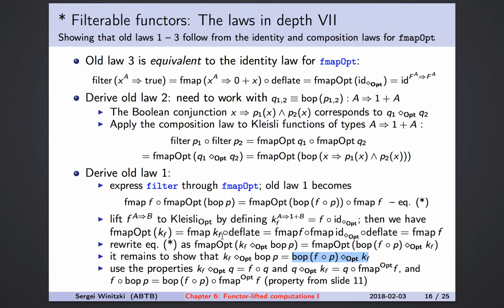I encourage you to go through this maybe slower, but all the steps are written here. We start with this, we rewrite, we define an arbitrary function f, then we define k out of that f, and we show that we can rewrite star as this equation. Then we show that what is under fmapOpt is the same, by transforming the left-hand side into f and then bop p, the right-hand side into bop f p and then fmapOpt. So we just use, instead of Q here, we use this. Instead of Q here, we use this. And we obtain this property, which we already showed previously.